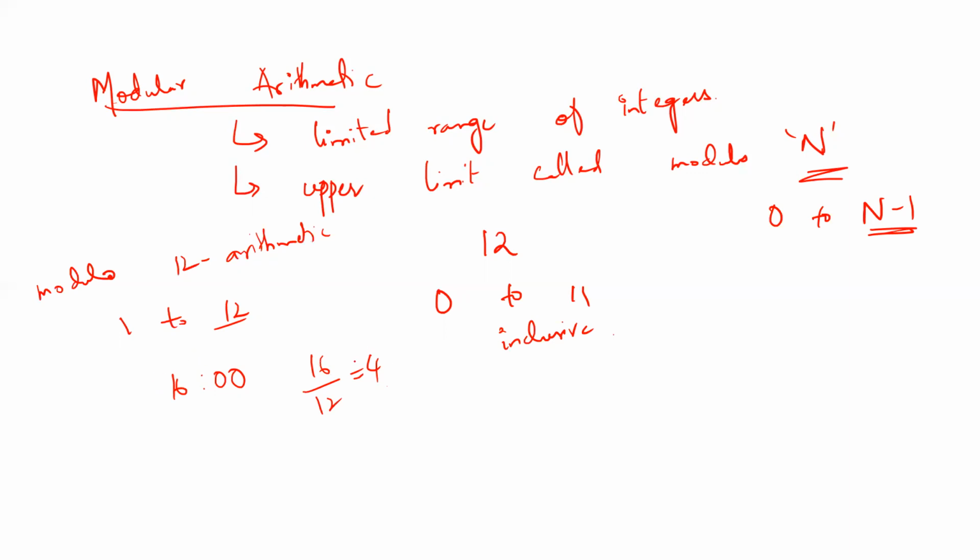Now why this is important: in block coding, we will be using something known as modulo 2 arithmetic. So basically, we won't use division and all. We will just be using addition and subtraction. So let's see modulo 2 arithmetic.